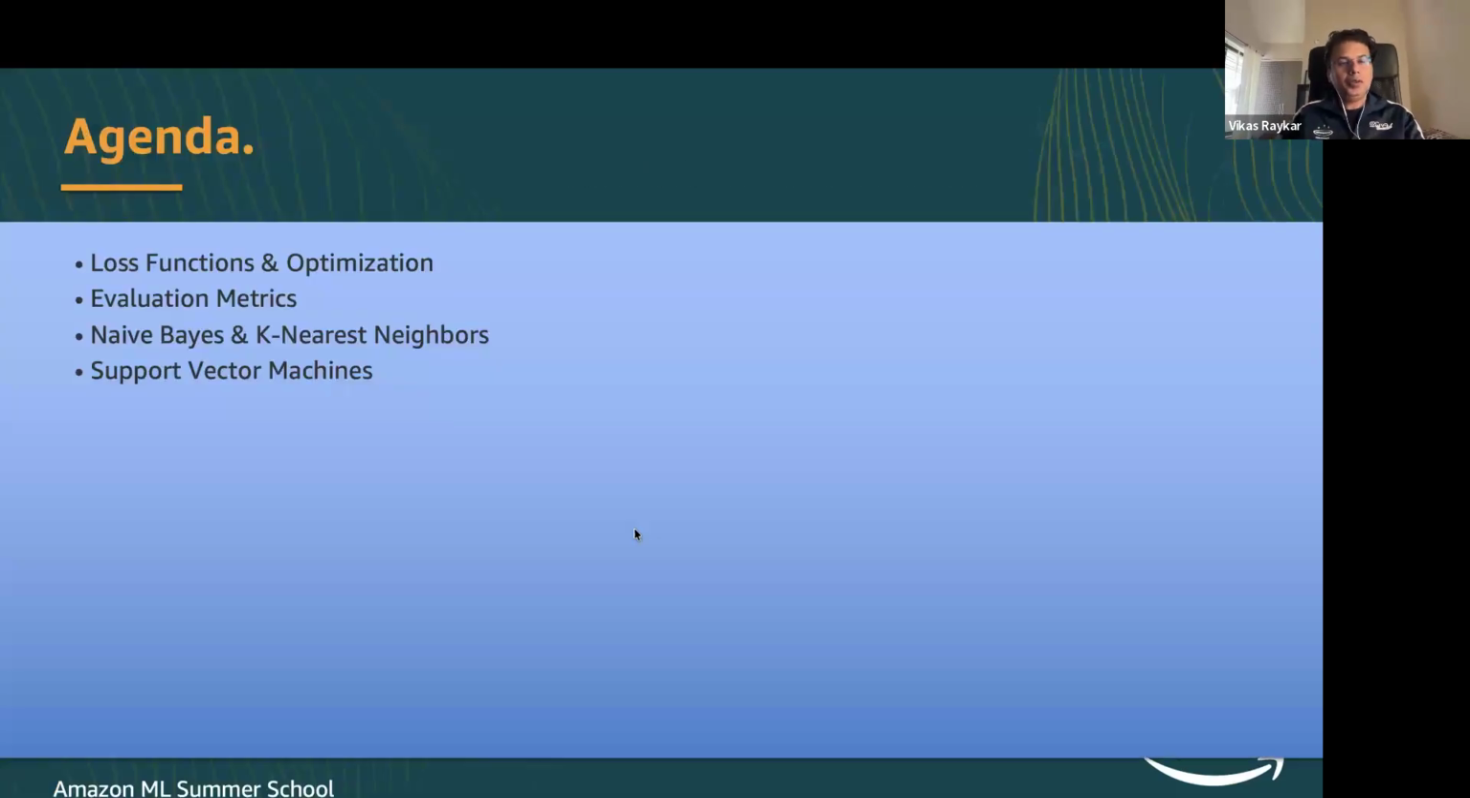So this is the agenda. We're going to cover mainly four topics today. The first one is around loss functions and optimization. The second is around evaluation metrics. The third is naive Bayes and k-nearest neighbors. And the fourth is support vector machines. The first two topics are applicable to all machine learning methods, and the second two are specific instances of ML algorithms.